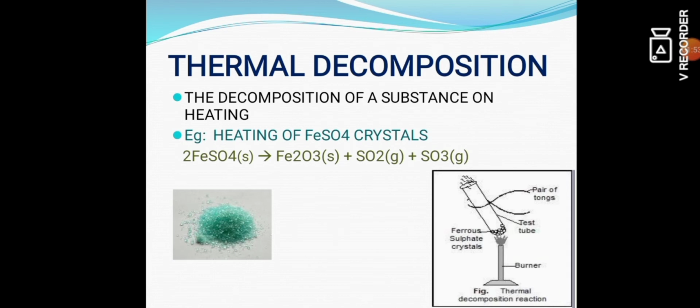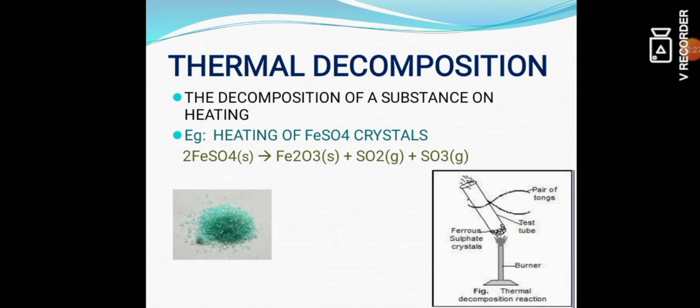Here in this experiment we have taken one reactant only, that is FeSO4. When we heat that FeSO4 crystals, that single reactant gets converted to simple products. That means more than one product is formed. The first major product is Fe2O3, that is ferric oxide. Second one is SO2, that is in gaseous state, sulfur dioxide. And the third one is SO3, it is also in gaseous state.